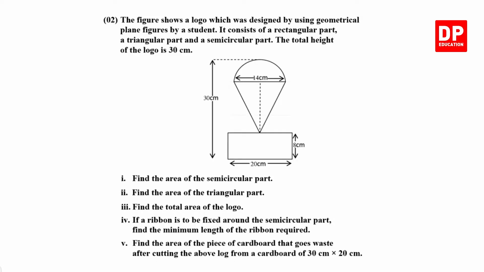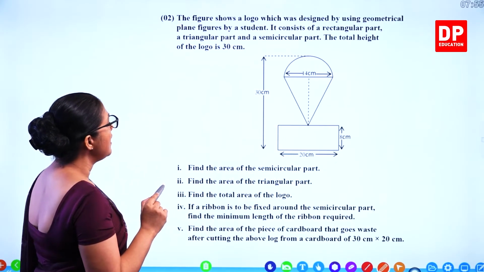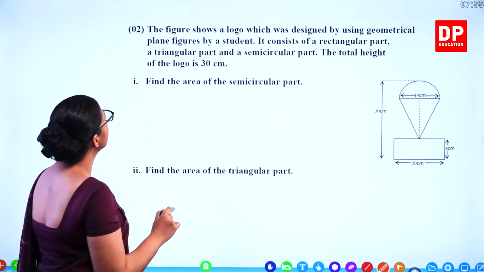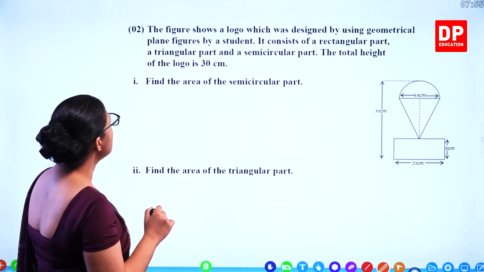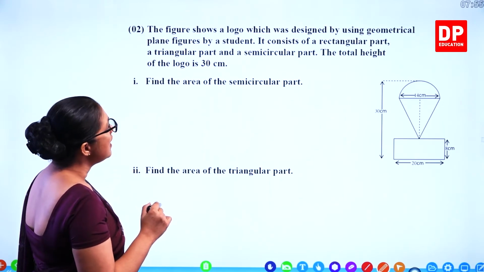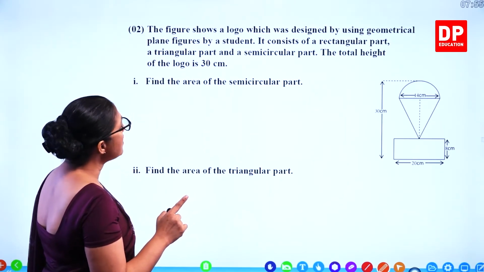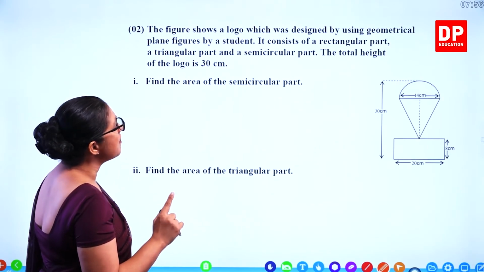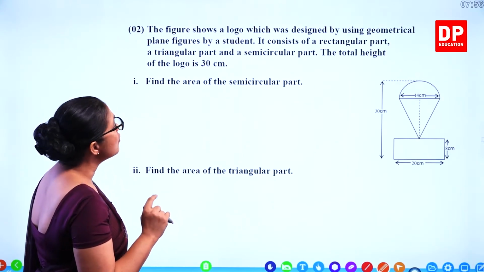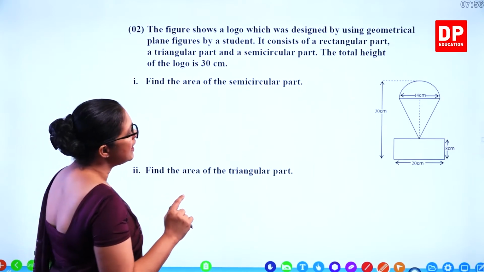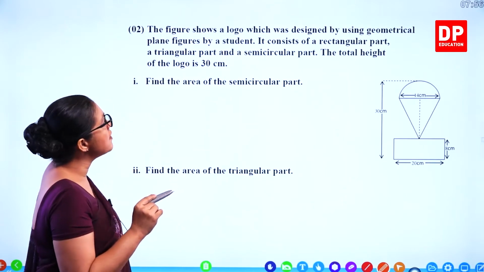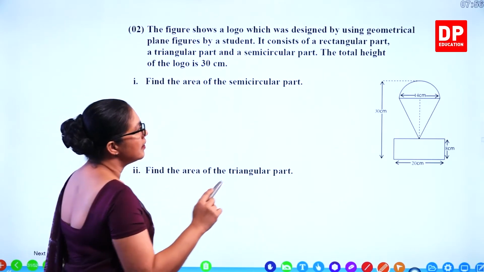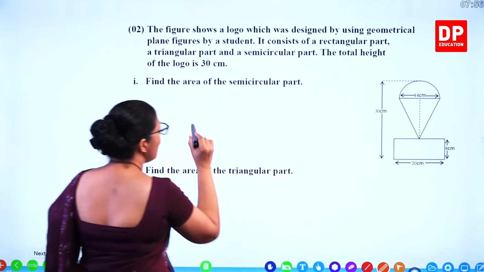Question number 2, this is about area. So we'll do separately each part. The figure shows a logo which was designed by using geometrical plane figures by a student. It consists of a rectangular part, a triangular part and a semicircular part. The total height of the logo is 30 centimeters. So the whole thing is 30 centimeters. Find the area of the semicircular part. This part.